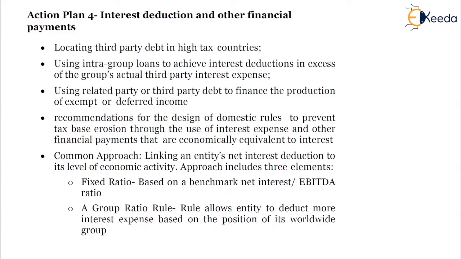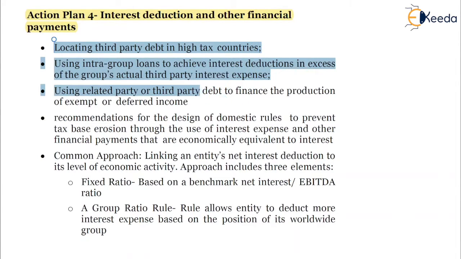So, to curb these practices, OECD has come up with recommendations suggested in BEPS Action Plan number 4. On your screen, interest deduction and other financial payments, BEPS Action Plan 4, locating third party debt in high tax countries. These three are the examples through which interest deduction is being effectively claimed by entities. Interest deduction or other financial payments which are eligible for deduction.